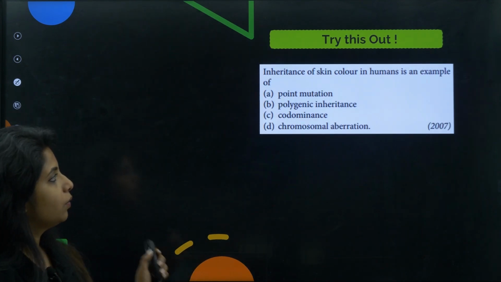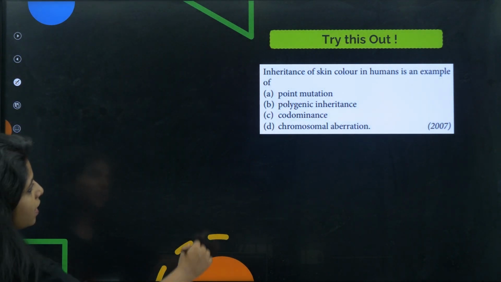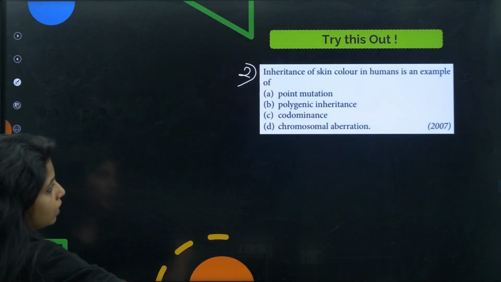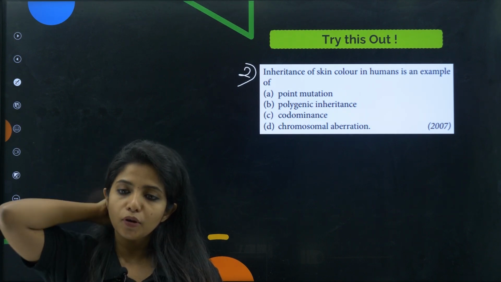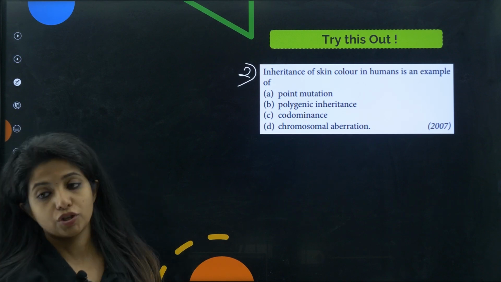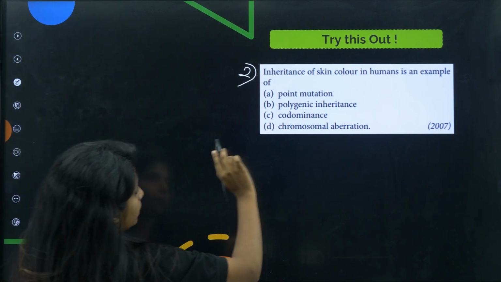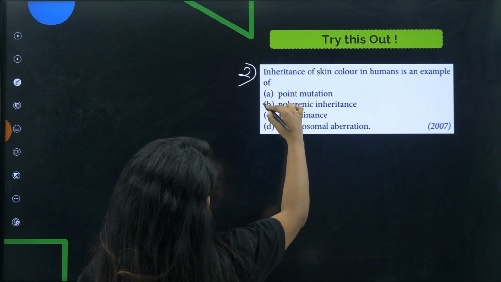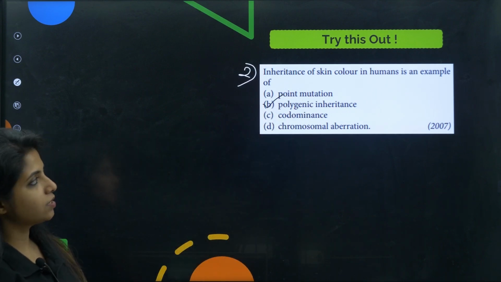Okay, going ahead. Now, inheritance of skin color in human beings is an example of, you tell me the answer. We just studied it now. Inheritance of skin color is an example of what? Point mutation, polygenic inheritance, codominance, chromosomal aberration. What is the correct answer? It will be polygenic inheritance, right? This came in 2007.